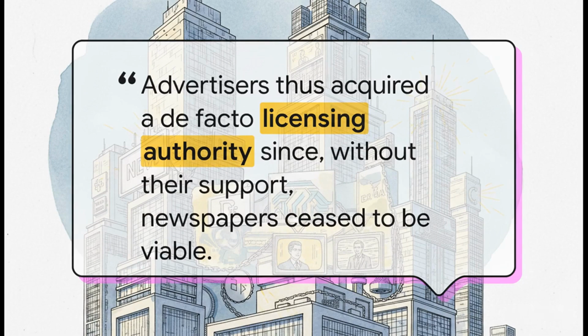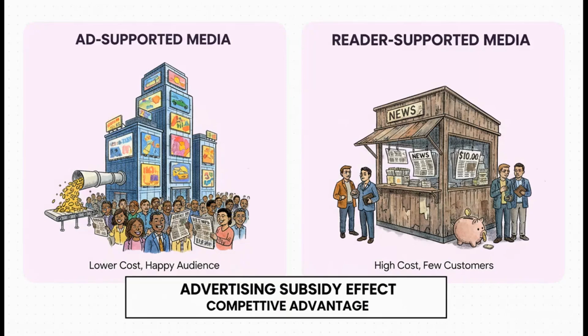What does that mean? It means if a media company can't get big advertisers to buy space, it's probably going to die. It doesn't matter how many readers it has. So, in a way, advertisers have this quiet veto power over who gets to survive in the media world. And this all creates what the model calls an advertising subsidy effect. Here's how it works. Media that gets a lot of ads can afford to sell their newspaper or magazine for cheaper.